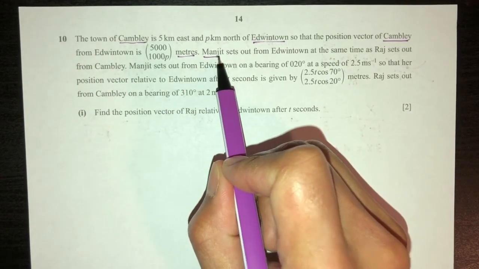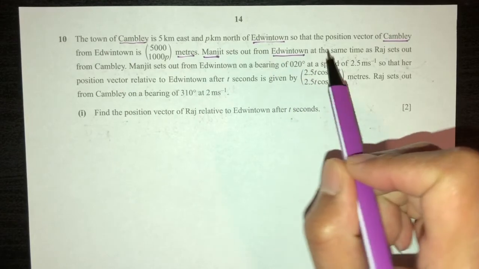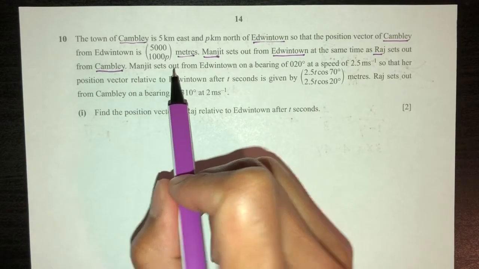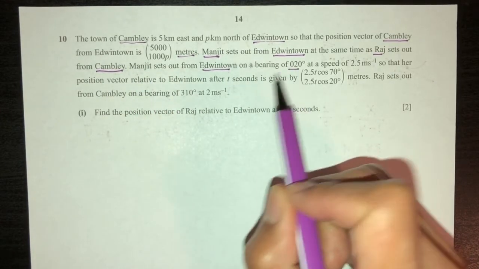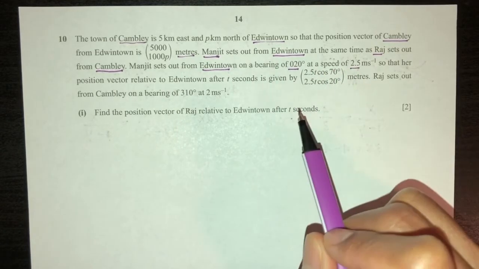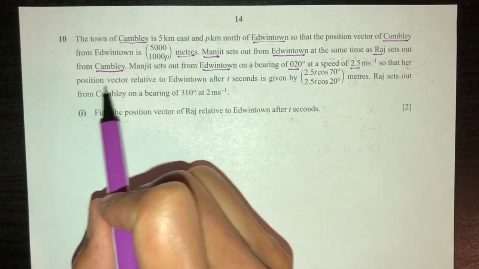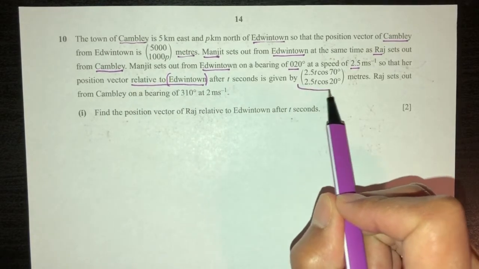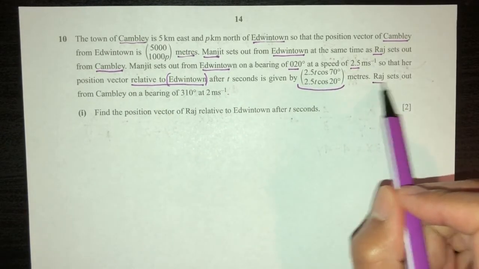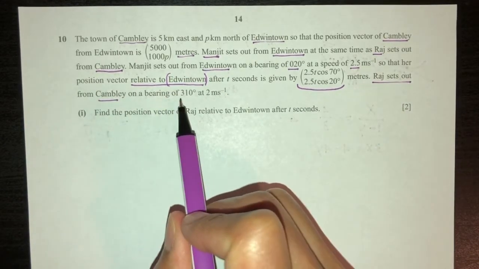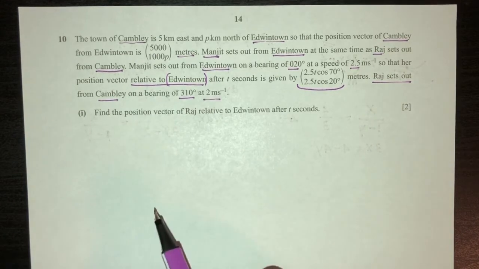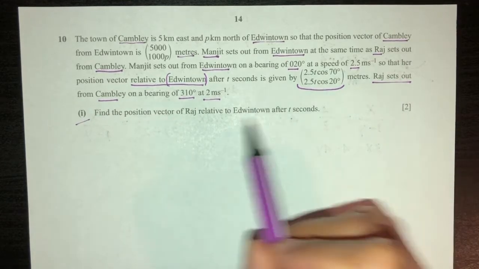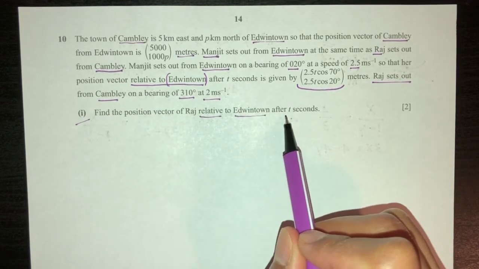Now, Manjit is one of the persons who sets out from Edwinton at the same time as Raj sets out from Cambly. Manjit sets out from Edwinton at a bearing of 20 degrees at a speed of 2.5 meters per second, so that her position vector relative to Edwinton after t seconds is given by this vector. Now Raj sets out from Cambly on a bearing of 310 at 2 meters per second. Now question number 1 is, find the position vector of Raj relative to Edwinton after t seconds.